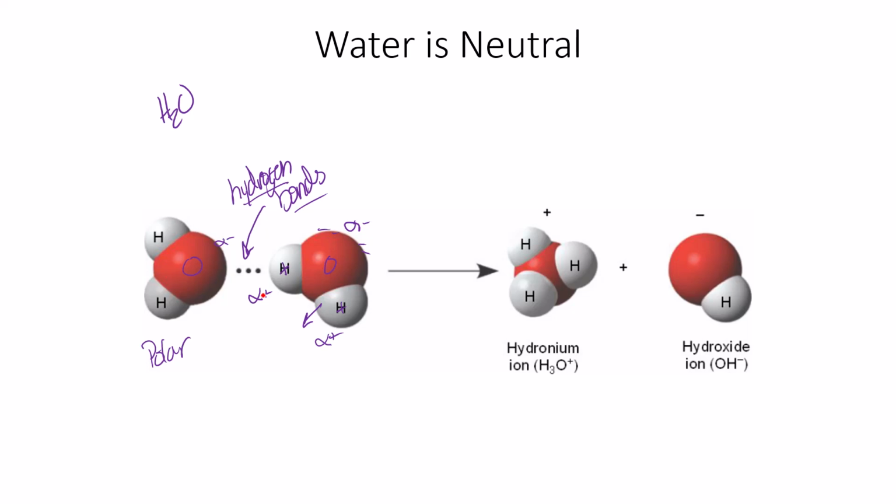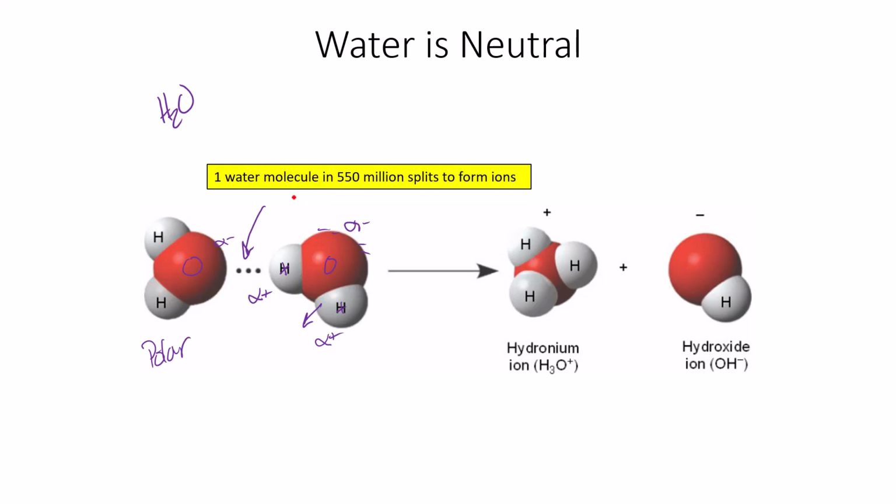But when we talk about water in terms of pH and why water is said to be neutral, it's because water molecules split to form ions. It's not necessarily important that you know that one water molecule in 550 million water molecules splits, but you need to know that some water molecules in a solution will split to form ions, and we know, based on our previous videos, that ions are negatively or positively charged molecules based on whether they lost or gained electrons. So in this particular image, we have hydronium ions, which is an H3O positive ion, and we have a hydroxide ion, which is an OH negative ion.